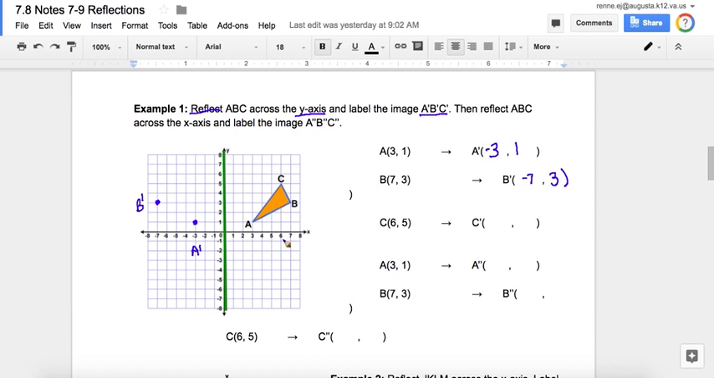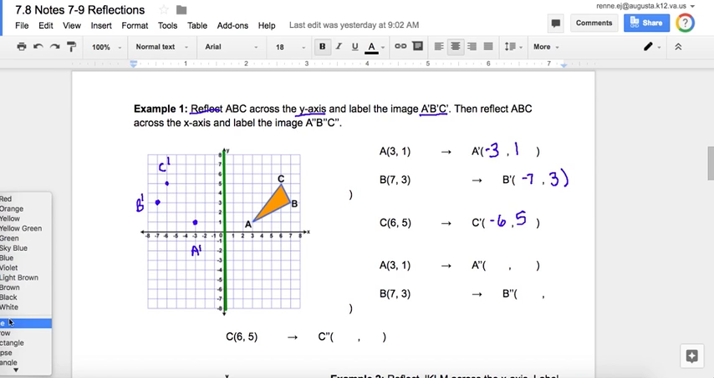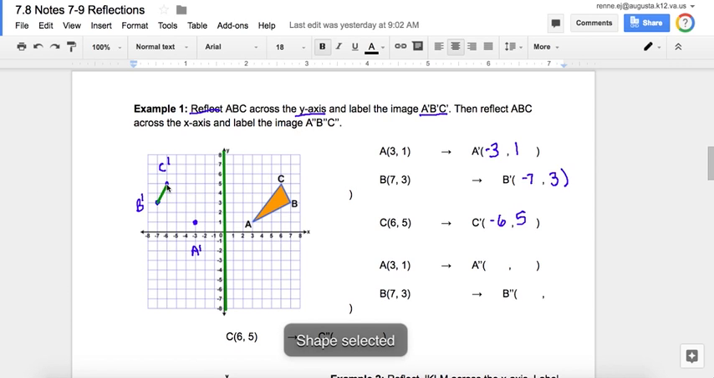Okay, now C. Notice it's 6 away from this line, so I'm going to go 6 in this direction. 1, 2, 3, 4, 5, 6. And I'm going to call that C prime. And then I'm going to go over here and write -6, 5, because that's the new coordinates. Take your ruler and connect these points. Okay, and now I just reflected over the y-axis.